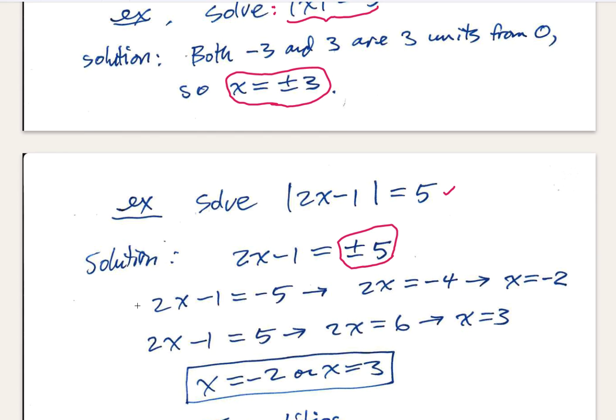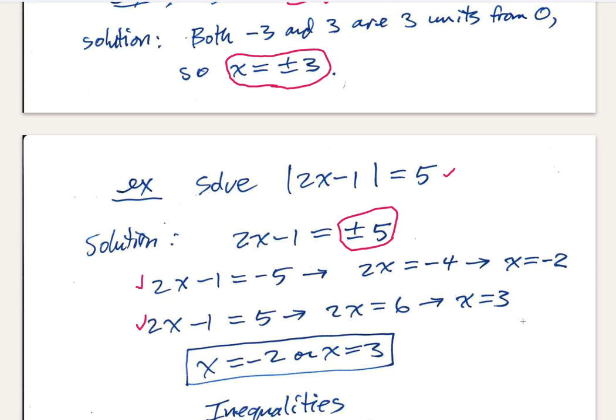Let's look at the first equation. I've got 2x minus 1 is negative 5. That implies, by adding 1 on each side, that 2x equals negative 4, so that x equals negative 2. On the other hand, I have this second possibility, 2x minus 1 equals 5. Adding 1 on each side implies 2x equals 6, and then dividing both sides by 2, we get x equals 3. So there are 2 solutions here as well: x is equal to negative 2, or x is equal to 3.